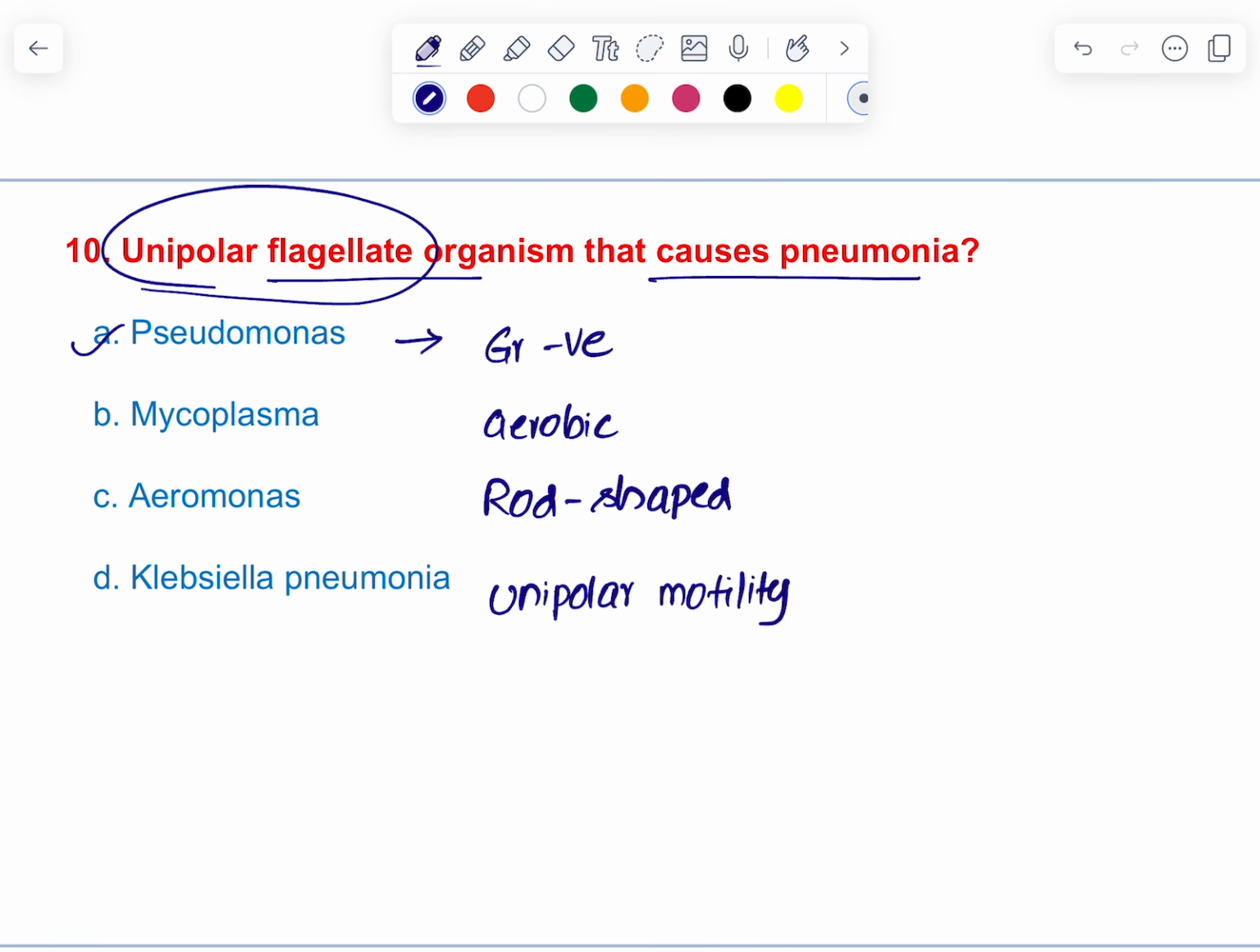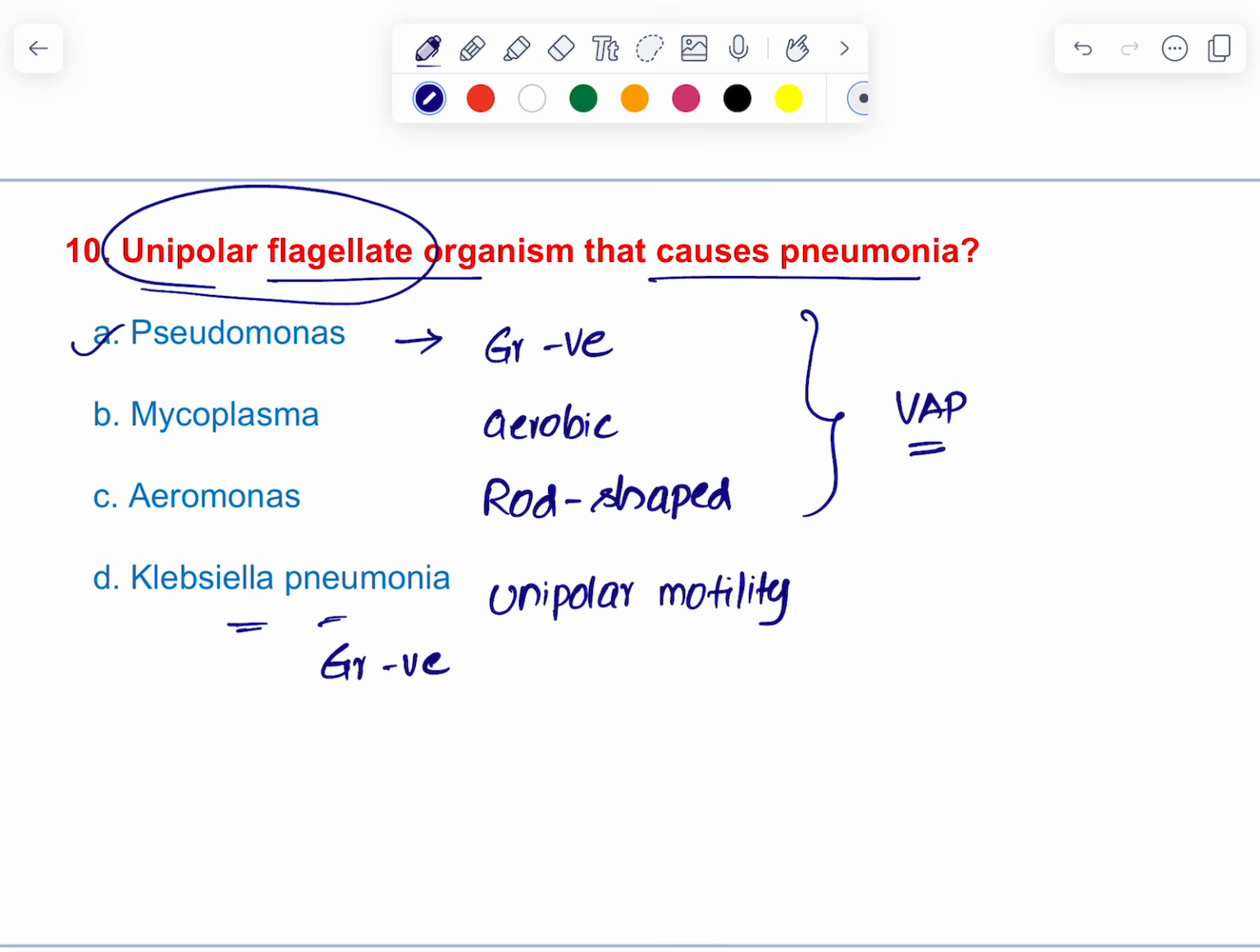You take Klebsiella. Klebsiella is also gram-negative, but it is non-flagellate. You don't have flagella for Klebsiella, whereas what is asked is a unipolar flagellate. The other point is that Pseudomonas is an important opportunistic pathogen responsible for ventilator-associated pneumonia.